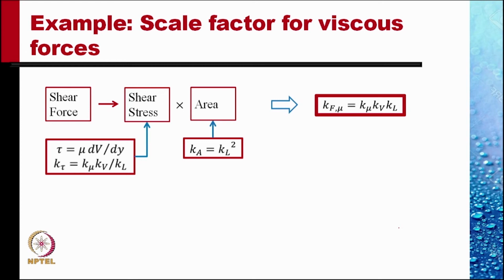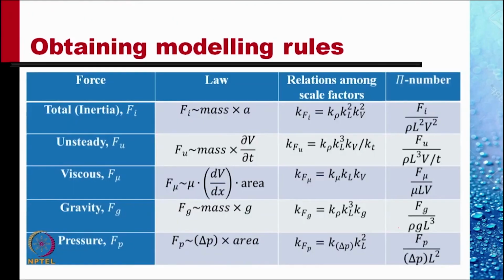And from this, we obtain a pi number F mu divided by mu VL, where the characteristic nature of the quantity is understood. Then the value in the prototype must be the same as that in the model. We obtain modeling rule like in this table.